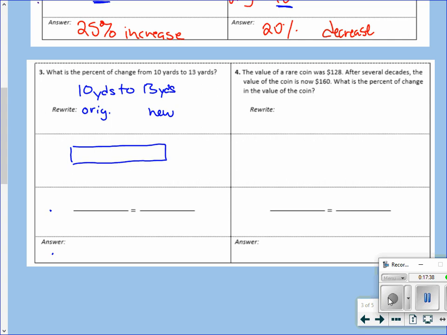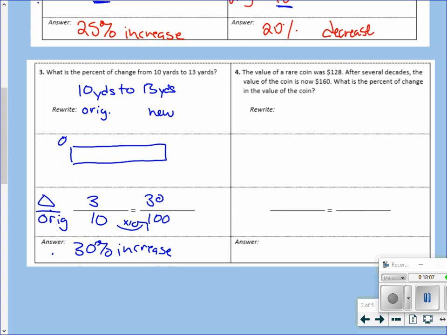So, in a proportion, I put what over what in percent of change? Change over original. Awesome. Change over the original. So in this one, my change was 3 over 10. I need to get that to 100. I like this way, times 10. That gives me 30. So it's going to be a 30% increase. Very good.